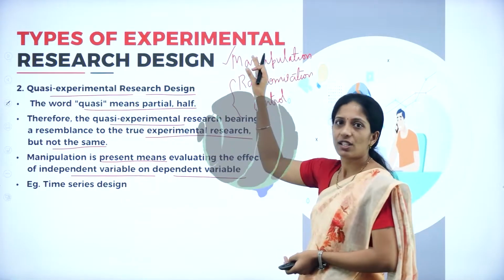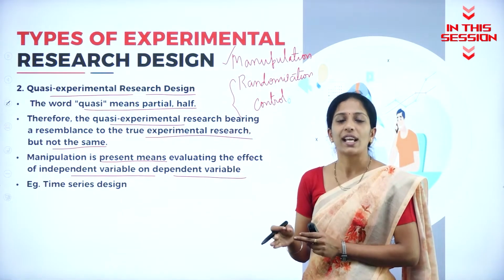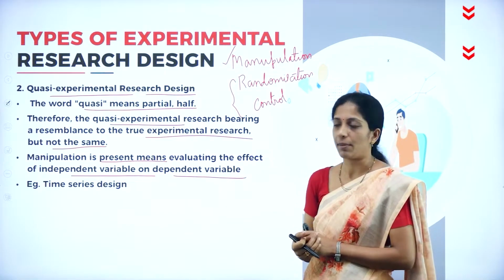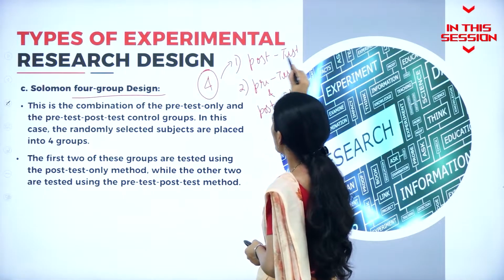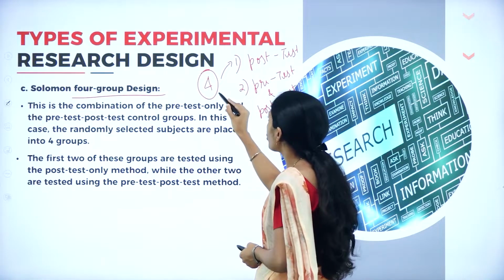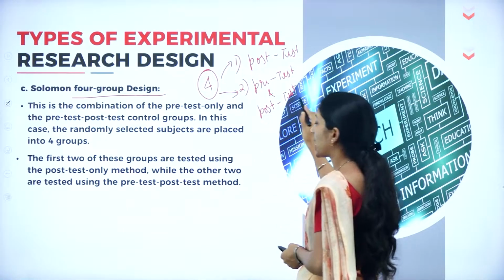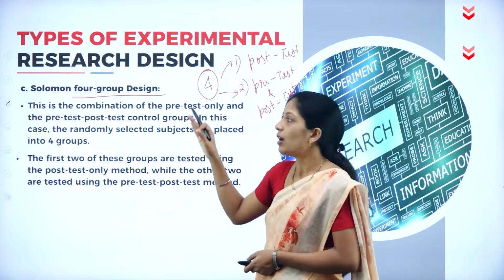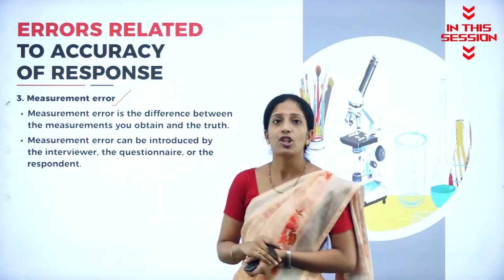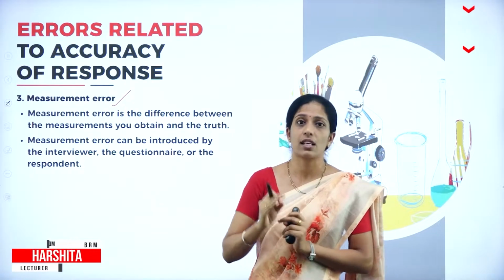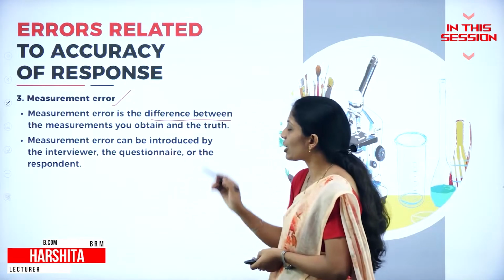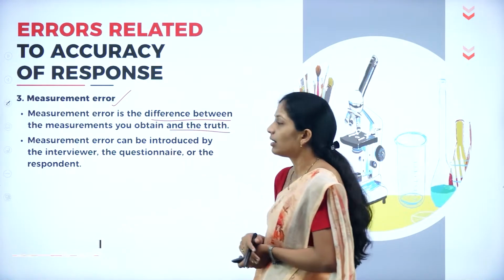Under manipulation, they are going to see the variation between the independent variable and the dependent variable. Two groups will be tested with post-test and two groups will be tested with pre-test and post-test together. So that is known as what? Solomon 4-group design. Measurement error can take place in many ways.